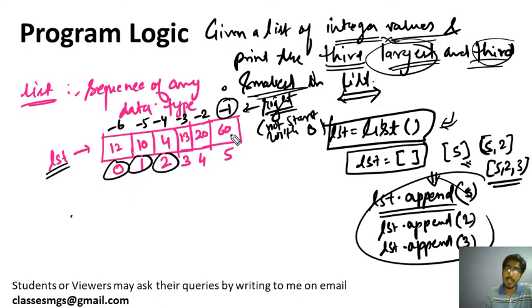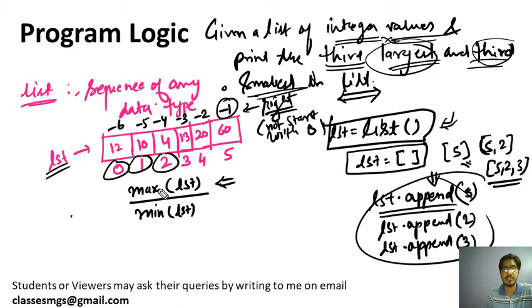Now how to calculate the third largest? To calculate the maximum, you can use the max function to calculate the maximum in the list. The max function of the list will return the maximum element in the list. And the min function basically returns the minimum element in the list. So the maximum element is what in the list? 60, so 60 will be returned. Minimum element is what in this list? 4, so 4 will be returned.